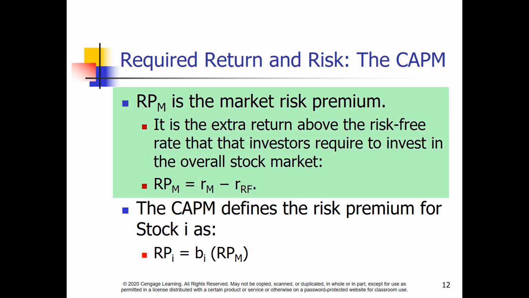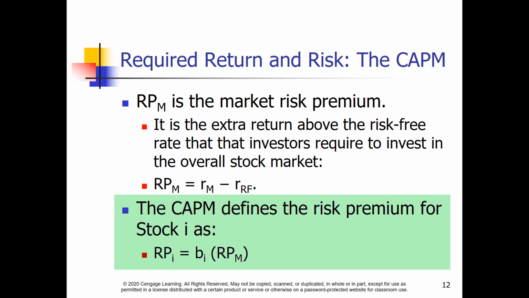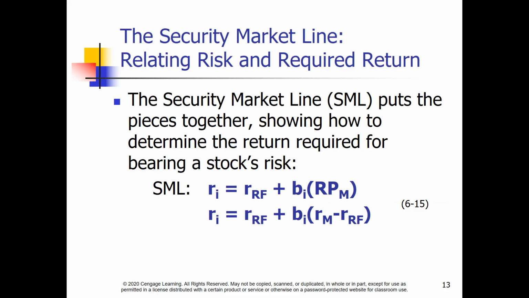R P sub M, the market risk premium, is simply the expected return on the market minus the risk-free rate. The risk premium for an individual stock is defined as the market risk premium times beta. The security market line, SML, puts all the pieces together. It defines the required return on an asset or portfolio as made up of compensation for the time value of money, the risk-free rate, compensation for the additional risk of asset I, equal to the market risk premium times the beta of asset I.